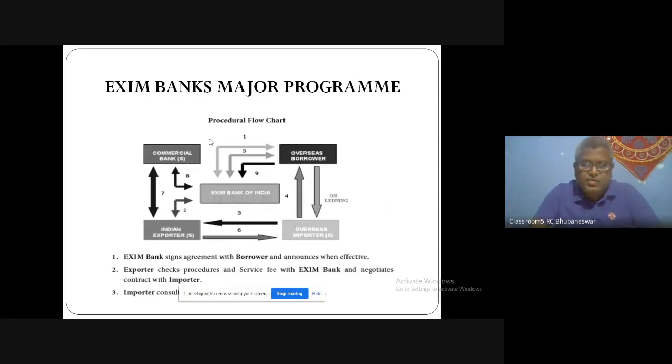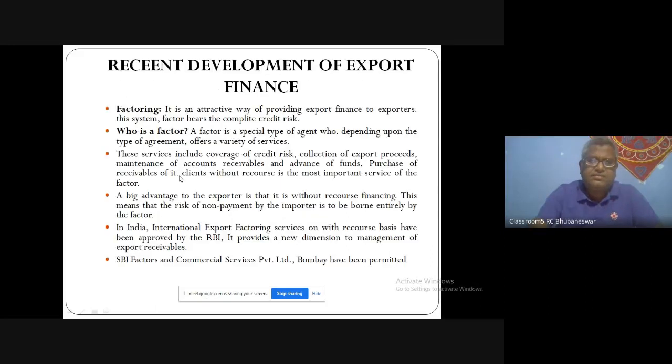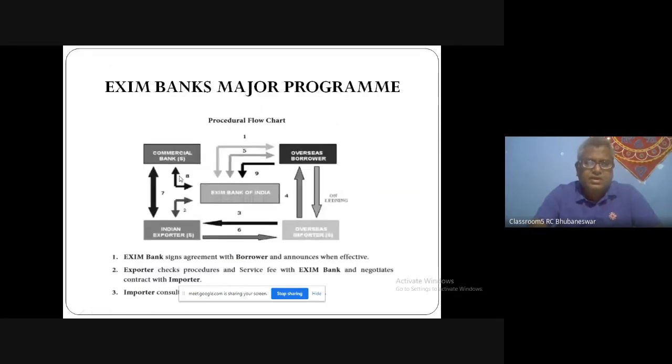You see, one part is the overseas borrower. Another part is the overseas importer, and that is through the lending case. Exim Bank is the mediator. One part is the Indian exporter, and another part is the commercial bank. It means how the Exim Bank correlates with the commercial bank.